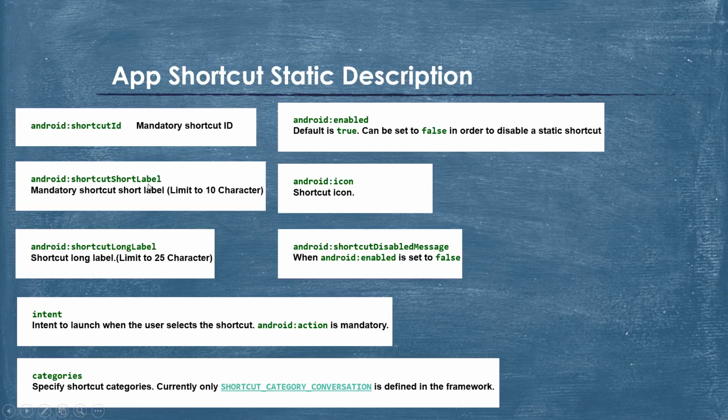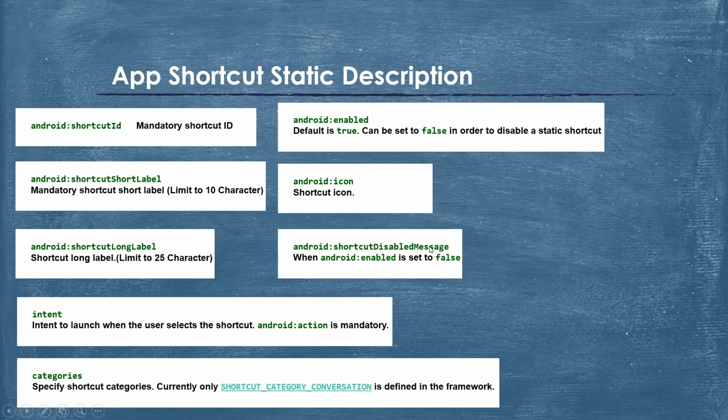Then there is the shortcut short label. You have to provide it because it is mandatory, but the limitation is up to 10 characters, because the place is actually very small to write the label for what you want to show in your shortcut list or view. The shortcut long label is limited to 25 characters, and it will only display if there is space available or the device has a very high pixel density.